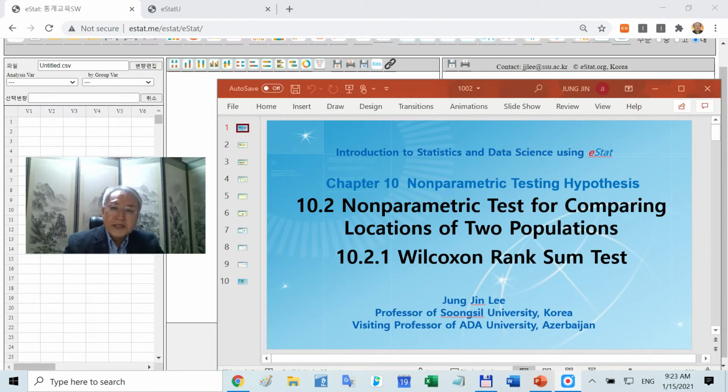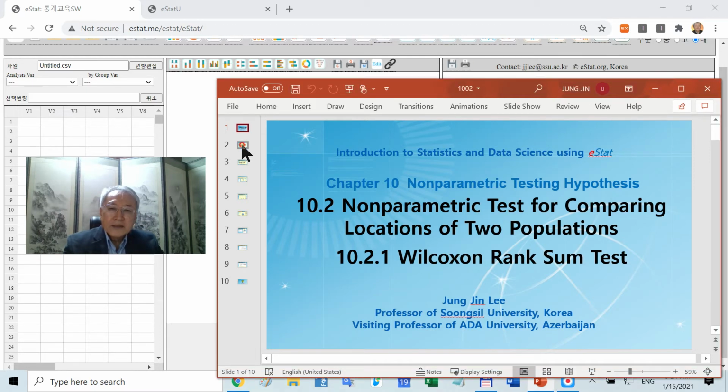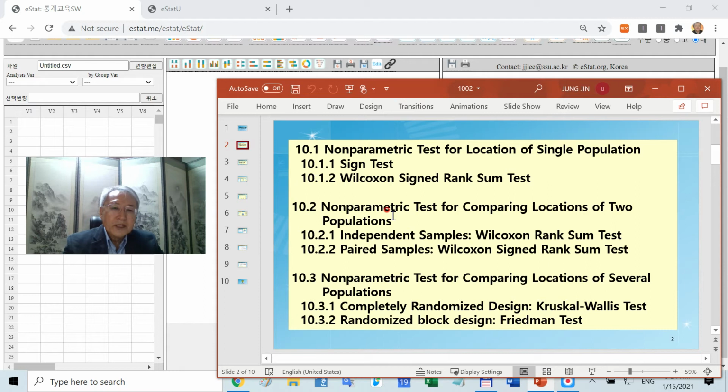Let's discuss non-parametric tests for comparing two populations. It is a similar topic as chapter 8. As we did before in chapter 8, we distinguish between independent samples and paired samples. Today we are going to discuss the independent sample case. It is the Wilcoxon rank sum test.